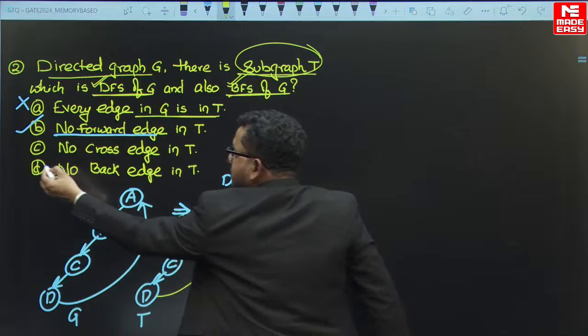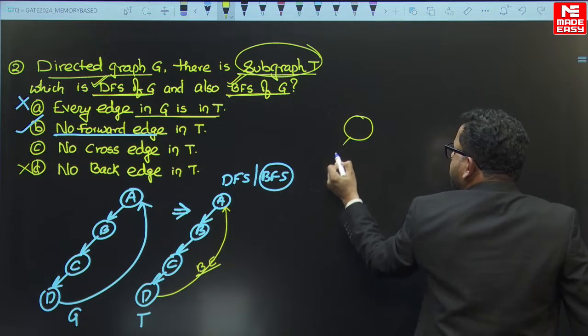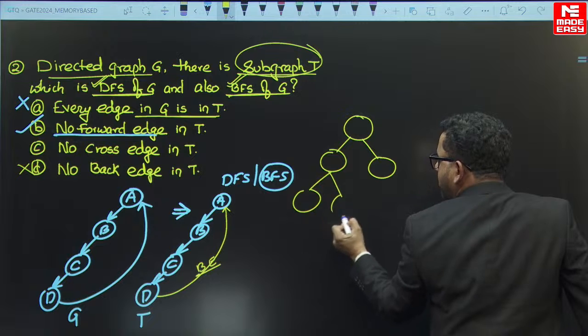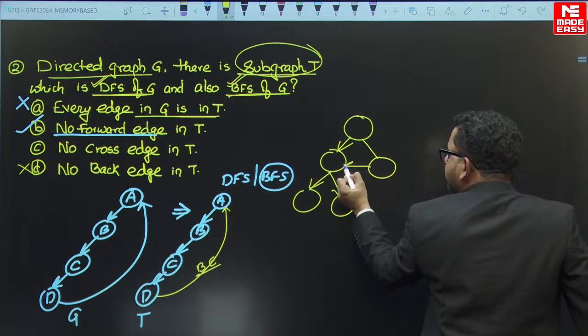So "no back edge" is also a wrong statement. "No cross edge" is also a wrong statement. For example, this is the given graph, which is directed. Let's say this edge is also there.